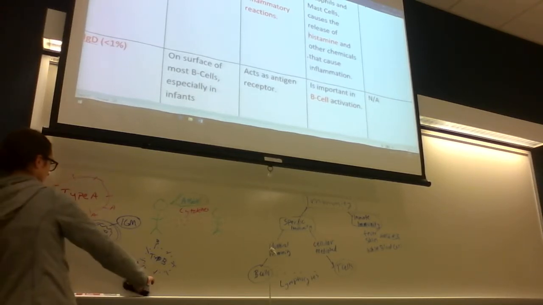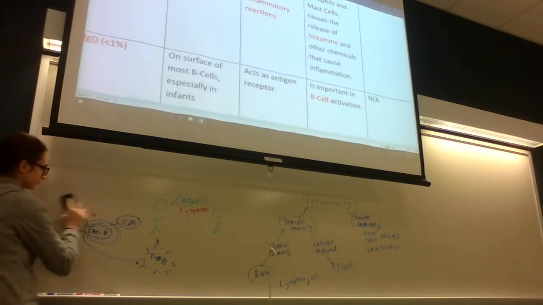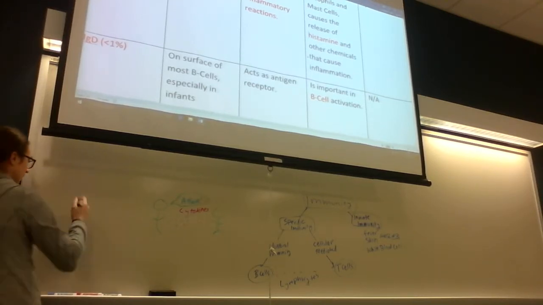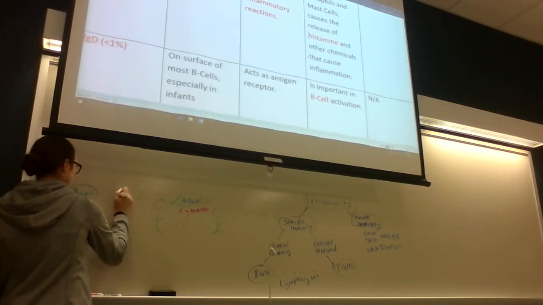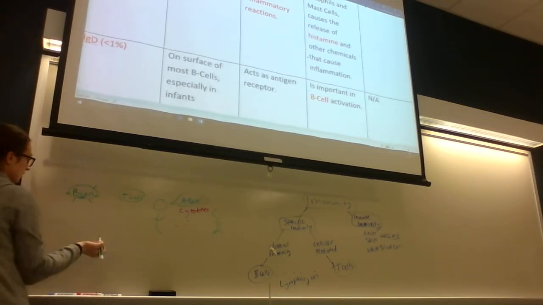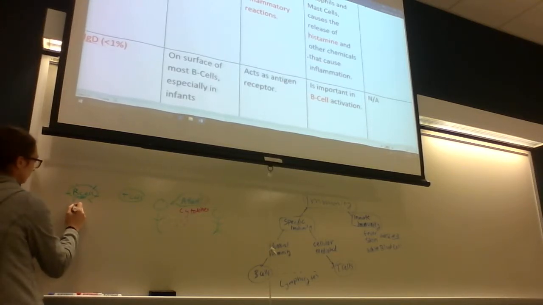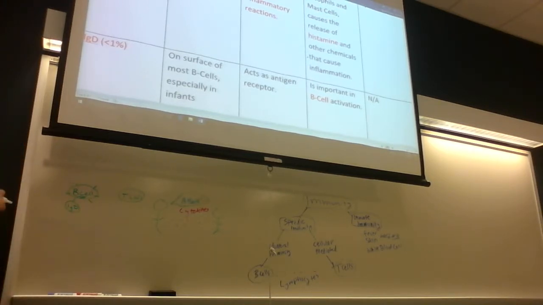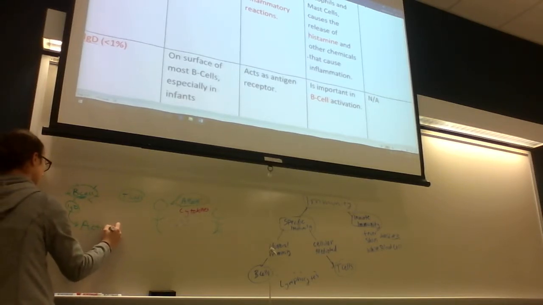This is talking about blood type, type A and type B. Now we're going to talk about lymphocytes. So we have a B cell, and we have a T cell, okay? But we're going to talk about the B cell. On the surface, they have IgD antibodies. And IgD antibodies are important to activate B cells.